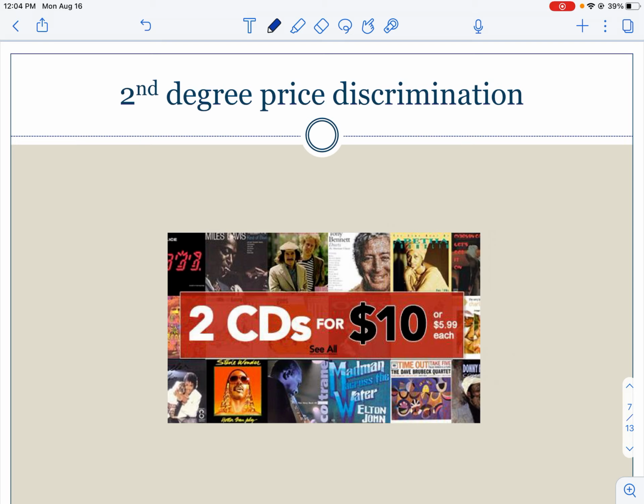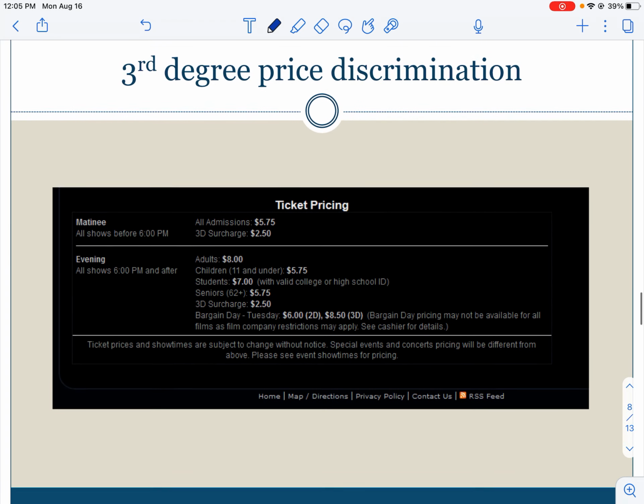So again, this is a dated example, but two CDs for $10 or $5.99 each, right? So basically the first one is $6, but if you buy two, you pay $6 for the first and basically $4 for the second, right? Because you get them for $10. That's second degree price discrimination.